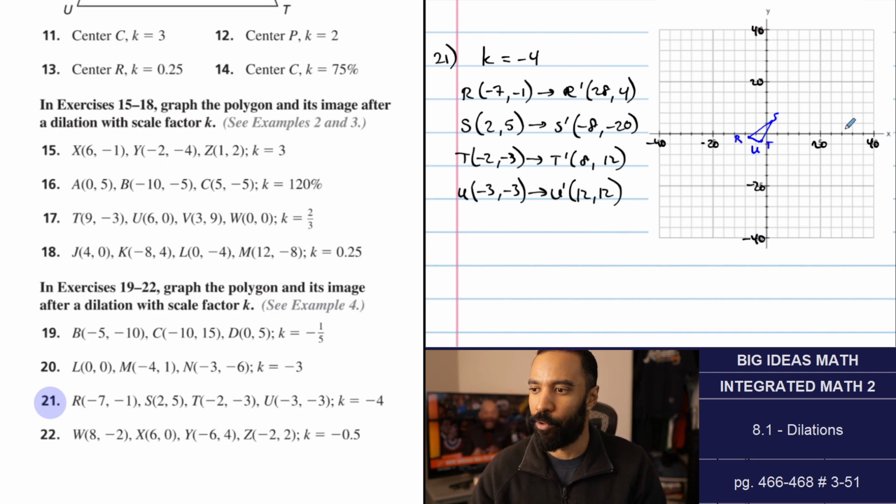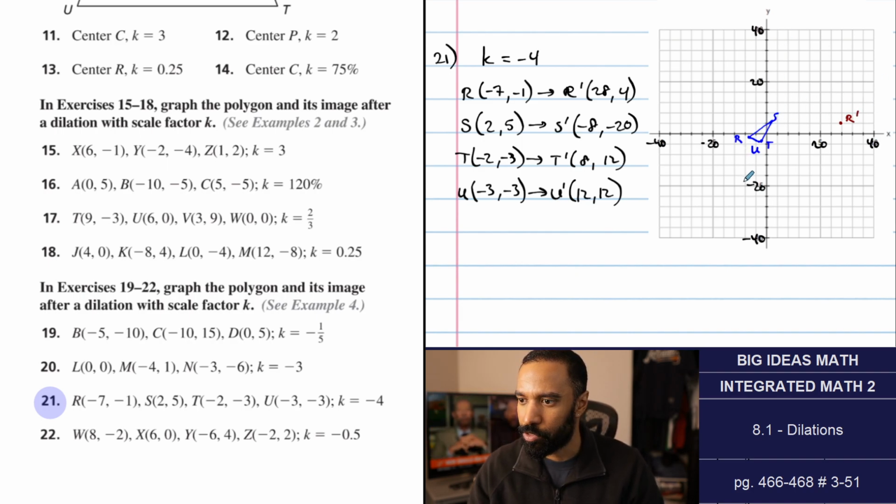All right. R prime is at 28, 4. S prime is -8, -20. We'll just take our word for it that we did the math right. T prime is at 8, 12. And U prime is at 12, 12. So 12, 12 like that. There's a little more separation. When it's 4 times bigger, you can see a little bit more separation, which is just nice. I love it. Let's connect them dots.